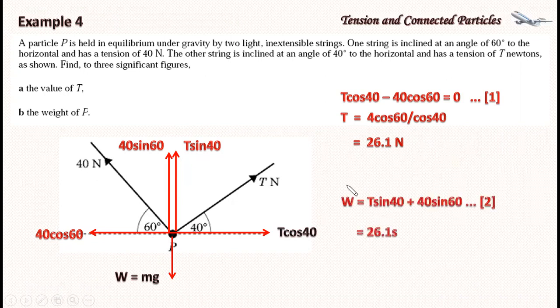Then for the vertical components, we have the weight of this particle equal to T sin 40 plus 40 sin 60. But we have our T to be 26.1 newtons, and substituting this value and simplifying will give us 51.4 newtons.